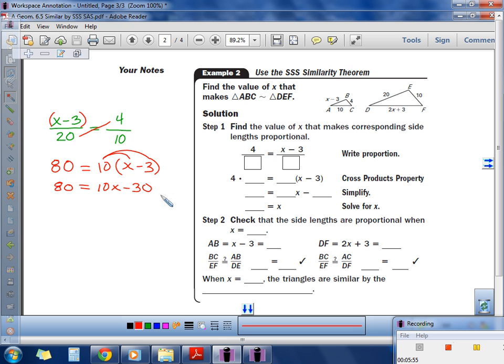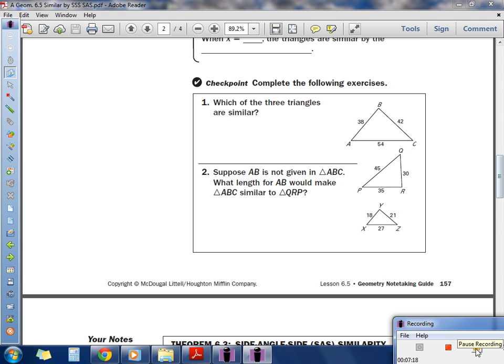Now it's a two-step equation. What do I get rid of first? 30. And how do I get rid of 30? Add 30 to each side. And how do I get x alone? Divide by 10, and we get x is 11. Try these two checkpoints. Make sure to read them carefully.